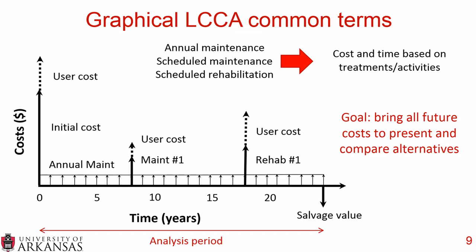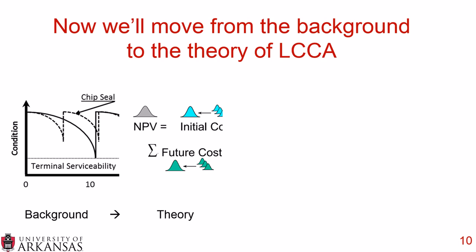And the goal of a life cycle cost analysis is to take all these annual maintenance costs, all these scheduled maintenance costs, all the scheduled rehabilitation costs, and the salvage value, and bring all those costs back to year 0, the present, and you can directly compare different alternatives, different sequences of treatments and activities. So that's a little bit of a background of life cycle cost analysis. Now let's dig into the theory of life cycle cost analysis.